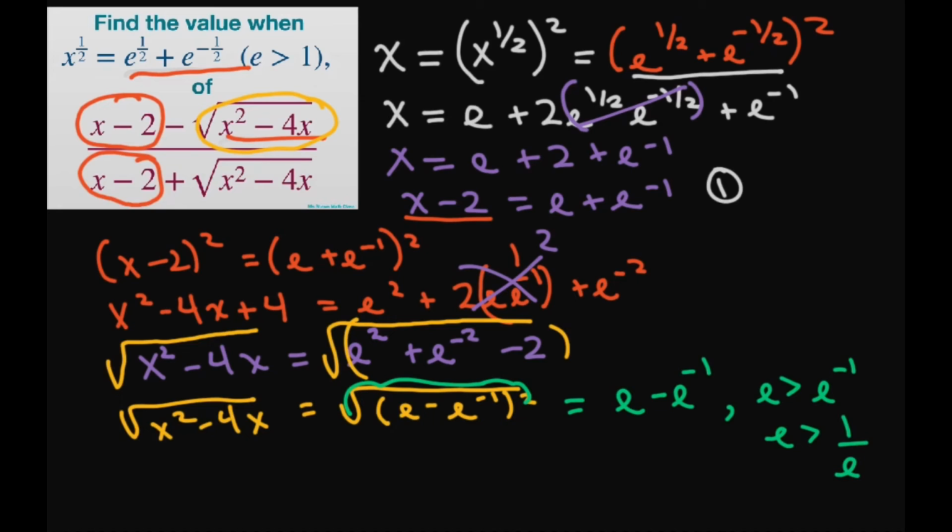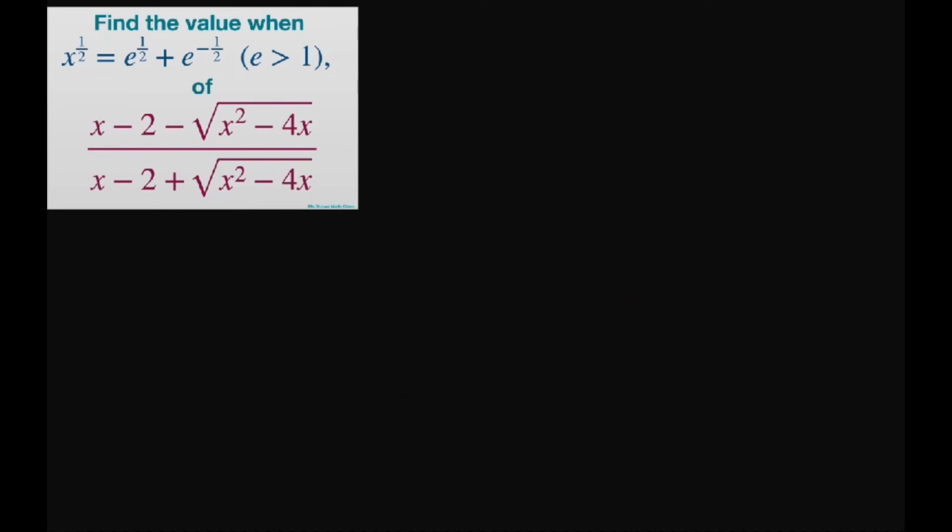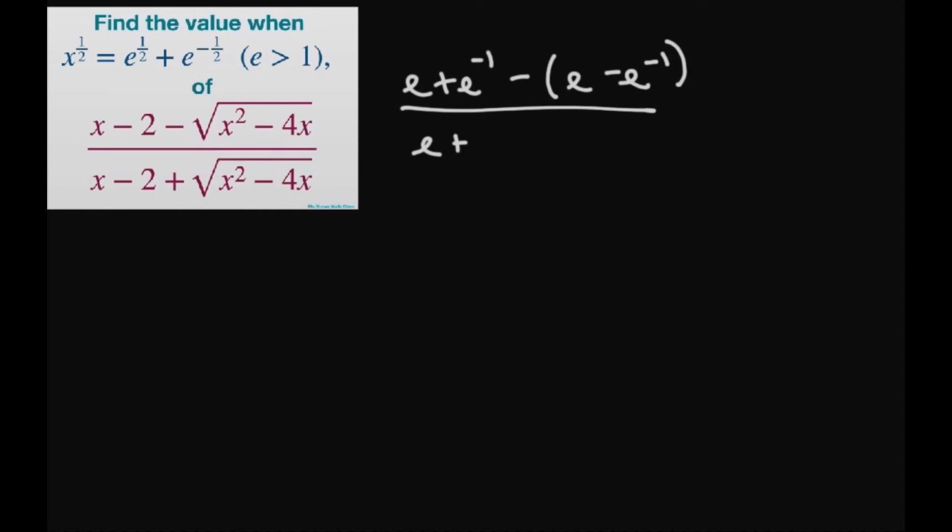All right, so now we can use substitution. We're going to substitute in our x minus 2 here, and our square root of x squared minus 4x, which is this. So substituting that in, we're going to get e plus e to the power of negative 1 minus e to the power of negative 1. And the denominator is going to be the same thing, e plus e to the power of negative 1 plus e minus e to the power of negative 1.